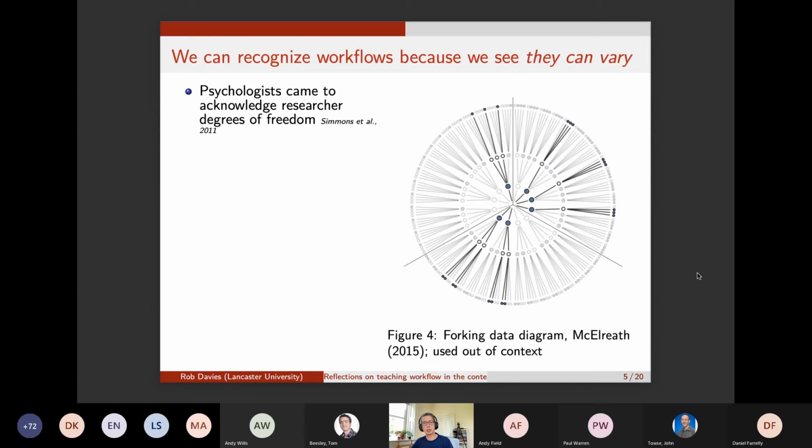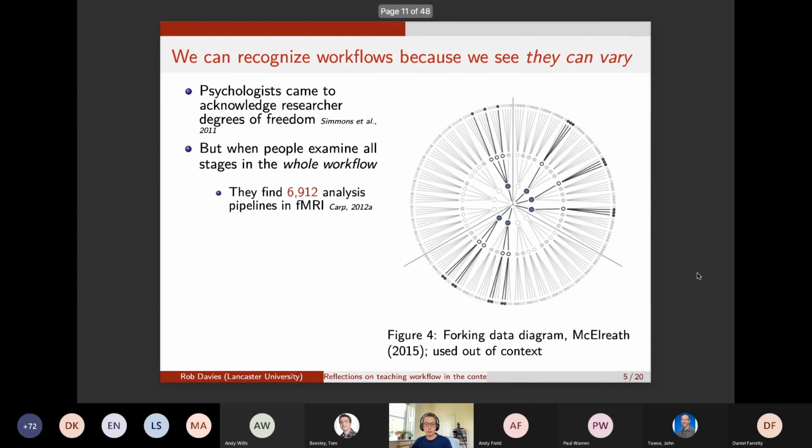famously, given the identification of researcher degrees of freedom by Simmons and colleagues. Because they were talking about particular decisions you'd make at critical points in your analysis workflow. But I think it's important that there's been a lot of work where people examined all the stages in the whole workflow. And you've got an indication of, for example, by Carp, 6,912 analysis pipelines in fMRI, or the count by Clough and colleagues in 2020 of over 1 million possible different analysis strategies in observational data analysis.